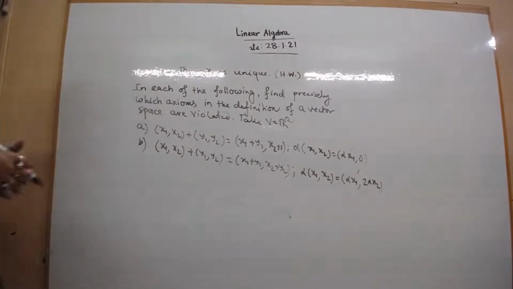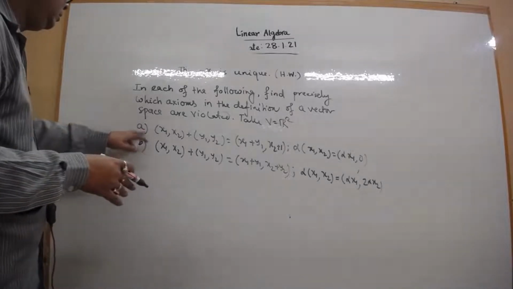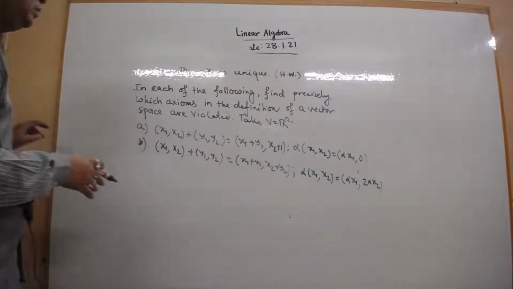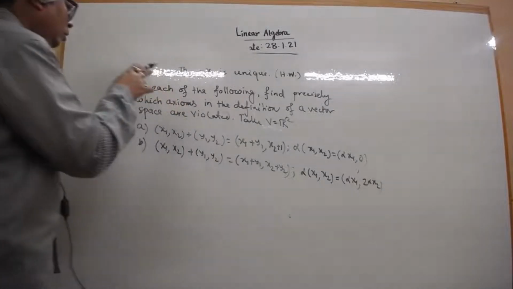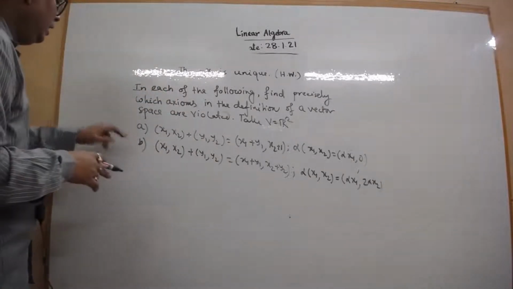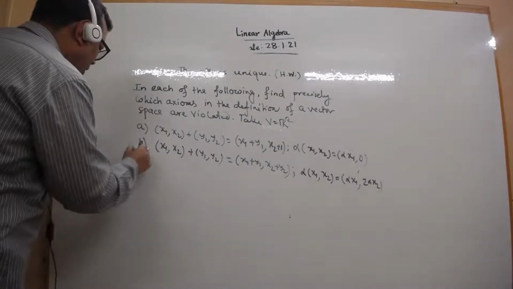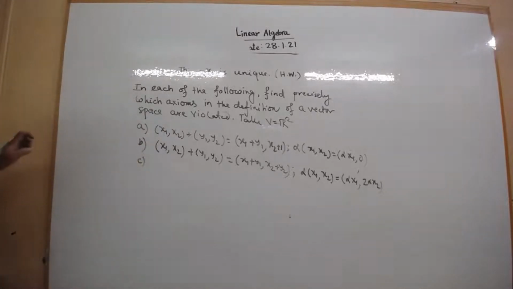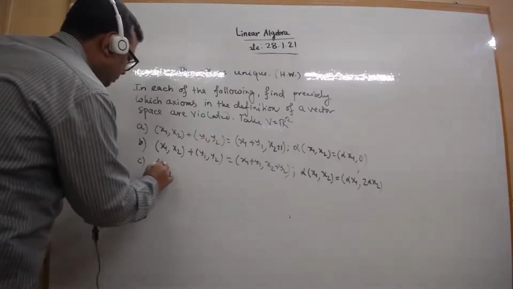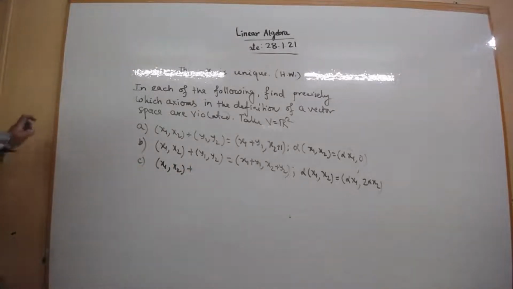So we define vector addition and scalar multiplication in a defined way. So these two are the examples, and your job is to find out which axioms are violated in these two cases. I give two more examples. See, x1, x2 plus y1, y2.